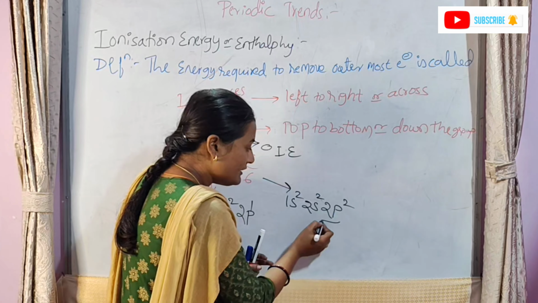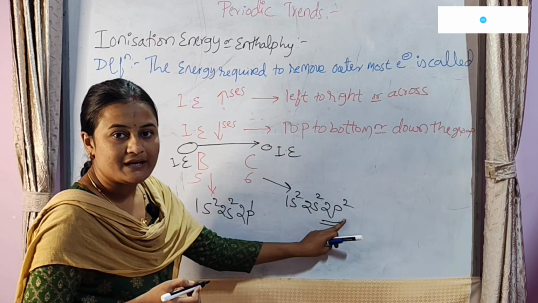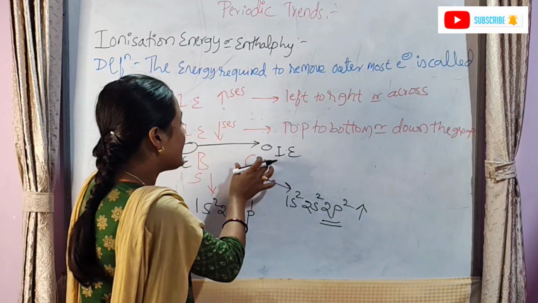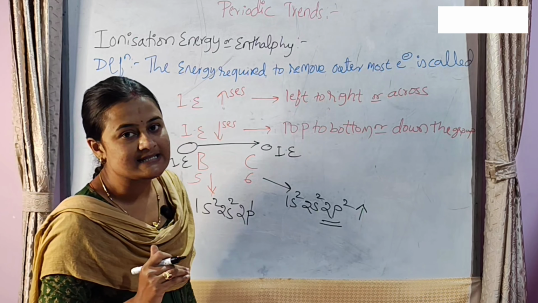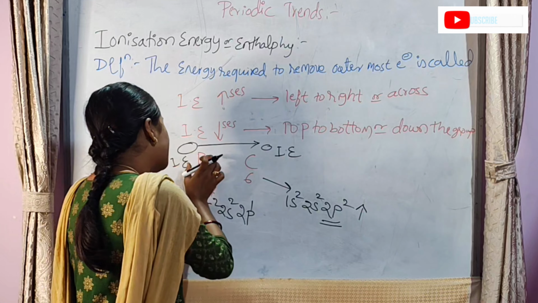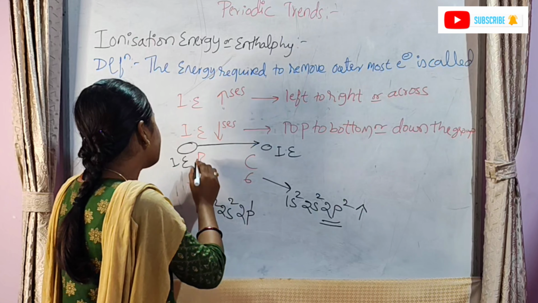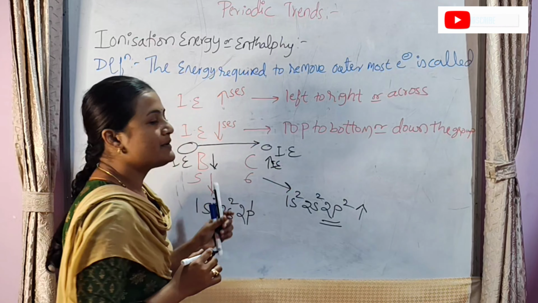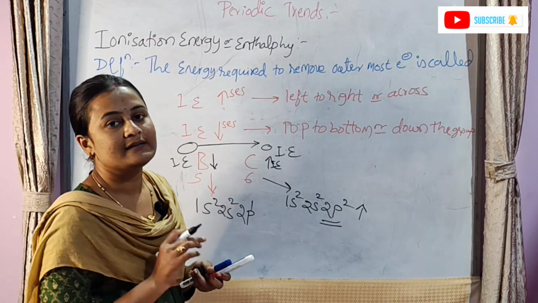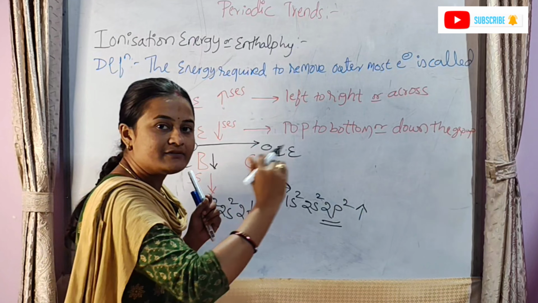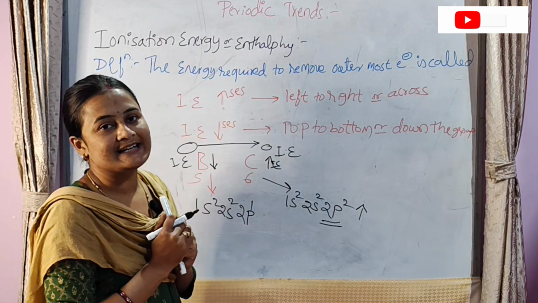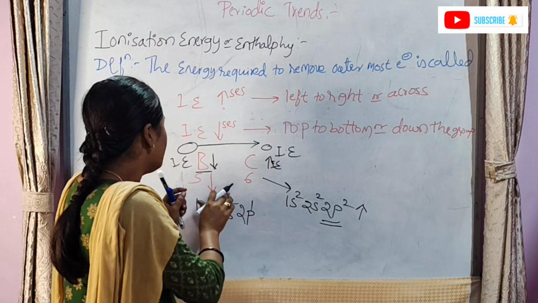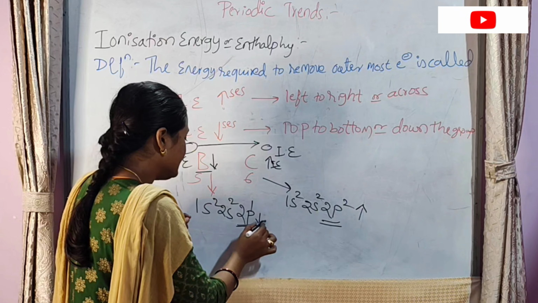Therefore, if you want to remove the electron present in the p shell, the ionization energy is high because the size is small. Carbon has a small size, therefore its ionization energy is more, and boron has a large size, therefore its ionization energy is low. Between carbon and boron, carbon has the smaller size because from left to right in the periodic table the size goes on decreasing, and boron has a large size, therefore the ionization energy is less.